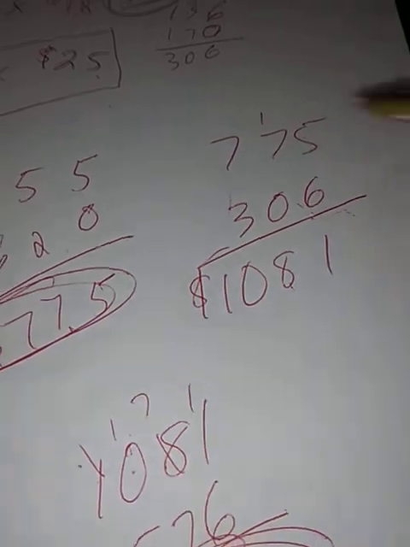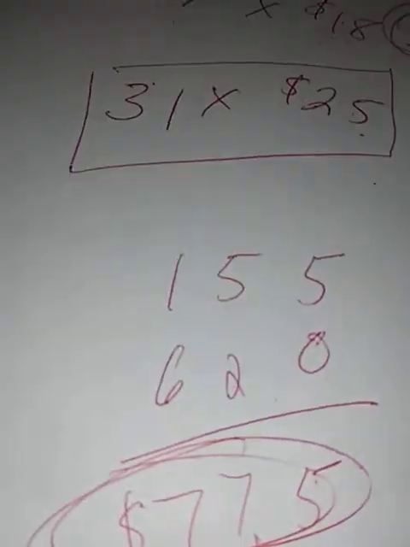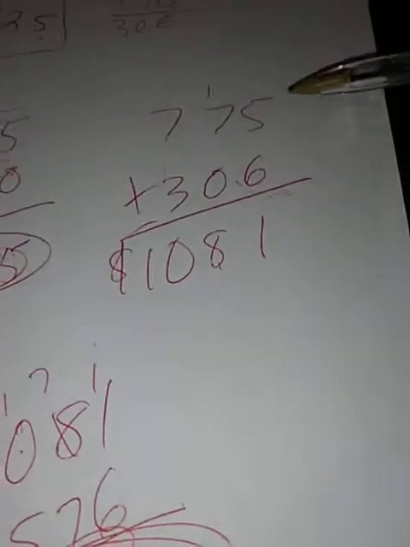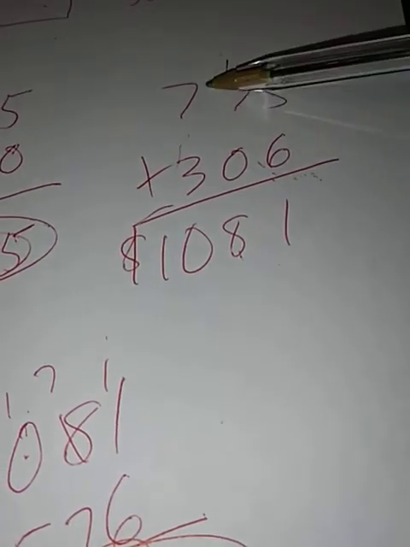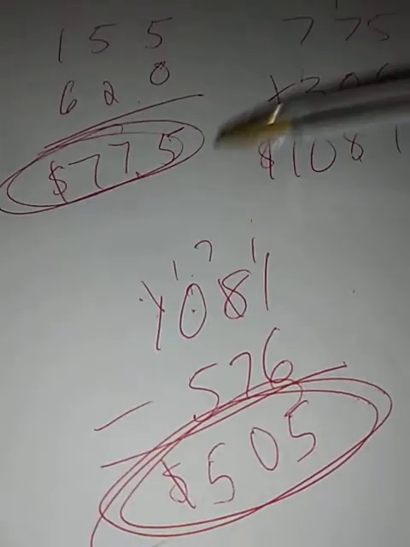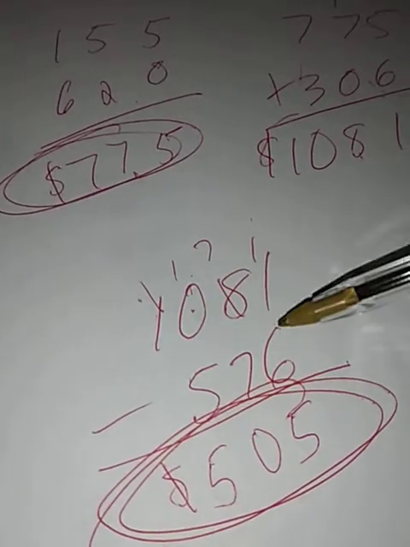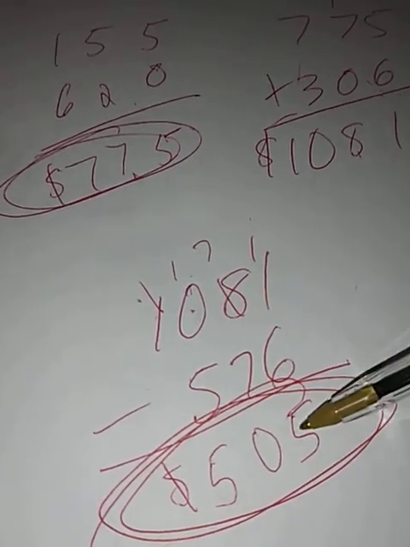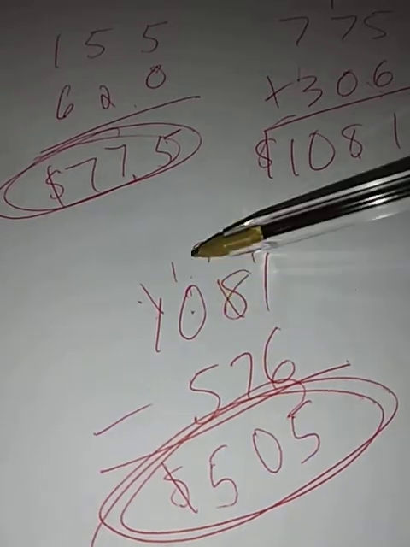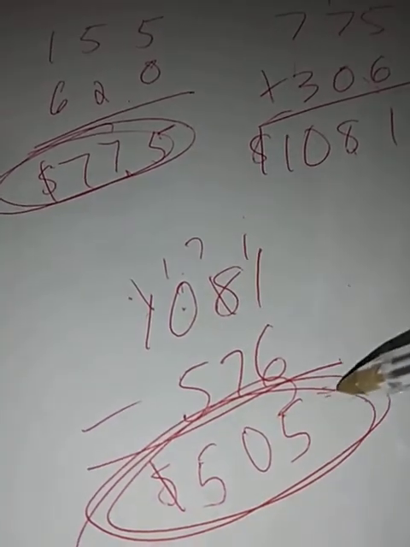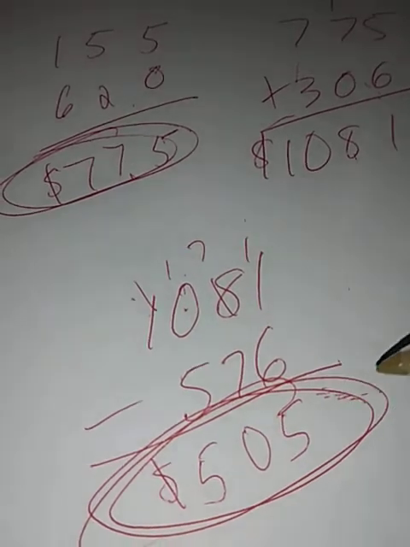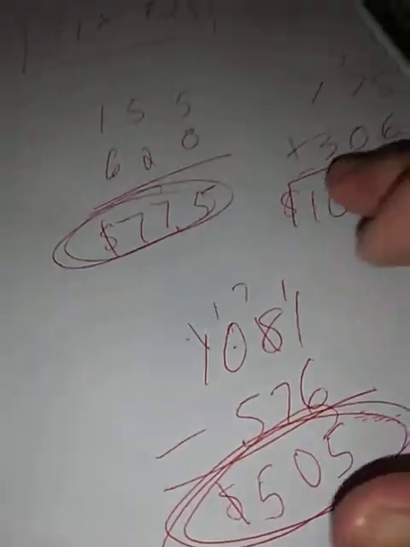Adding these up. This is adding, so this was 11, 8, 10, 1081. Then you take the 1081 he sold it for minus the 576, which is 505. So that's your final answer. His profit was $505 for these backpacks.